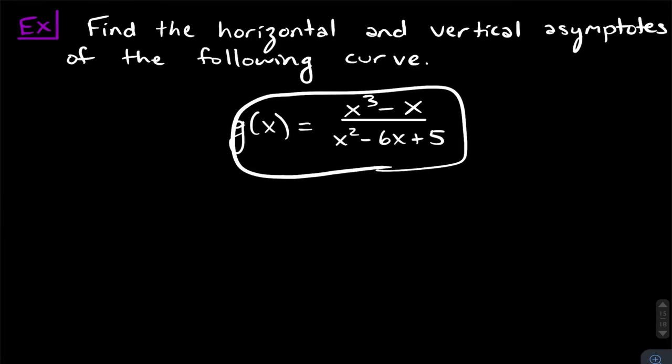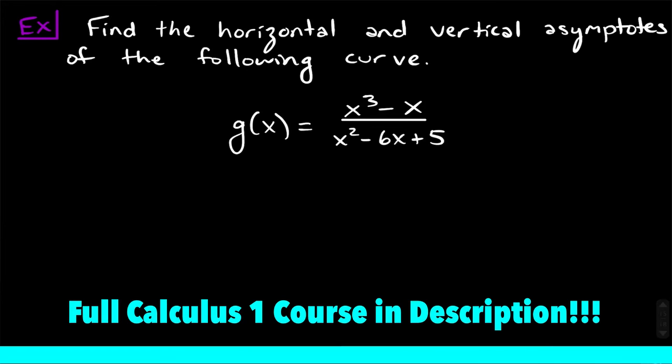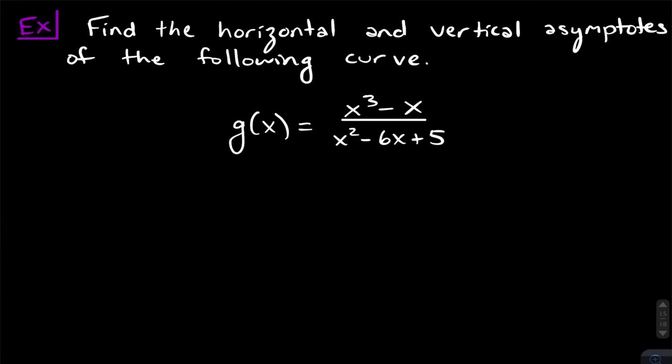This problem isn't hard with the horizontal asymptotes, right? But it is kind of difficult with the vertical asymptotes because you're going to have more of them. So we'll take care of the horizontal asymptotes first this time. We'll switch it up. For horizontal asymptotes, we first want to take the limit as x approaches infinity. Then we want to take the limit as x approaches negative infinity.